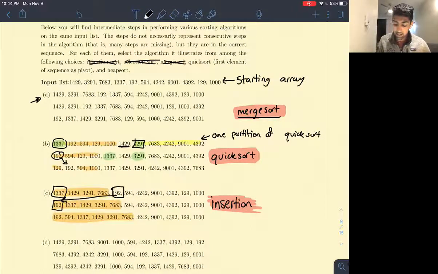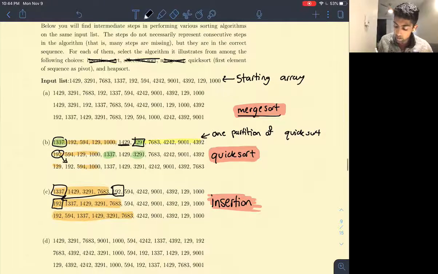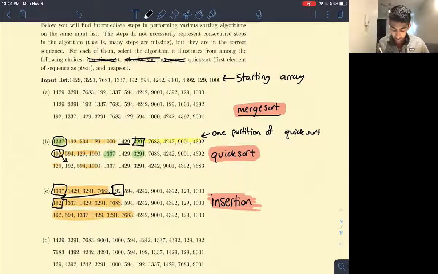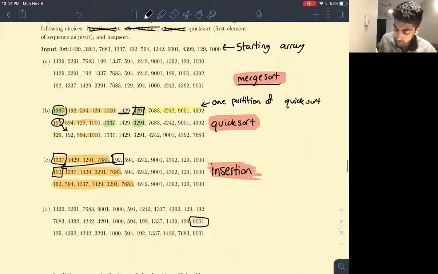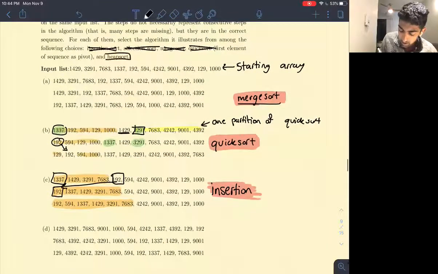Okay, so the next thing that we notice is that in quicksort, in order for 7683 to move all the way to the left, that means it was somehow less than the pivot. But that doesn't make much sense because if the pivot was 9001, which is the only way for it to move left, then it wouldn't somehow jump past all of these other elements. So we can safely eliminate quicksort. And then the last thing that we're left with is heapsort. And immediately looking at heapsort, this should make sense.